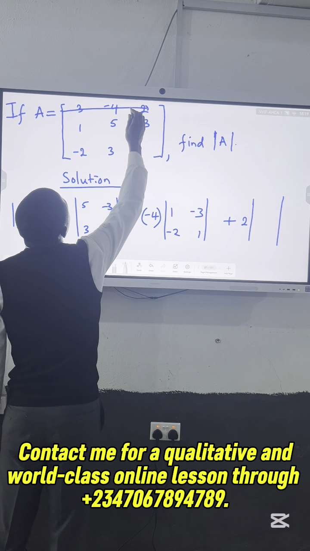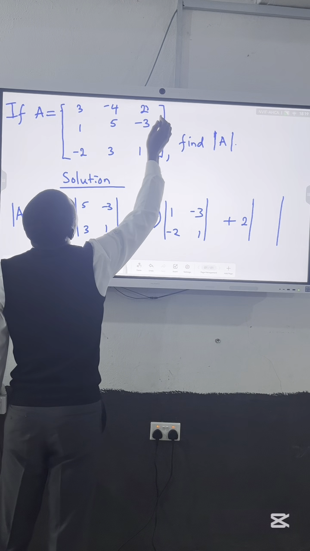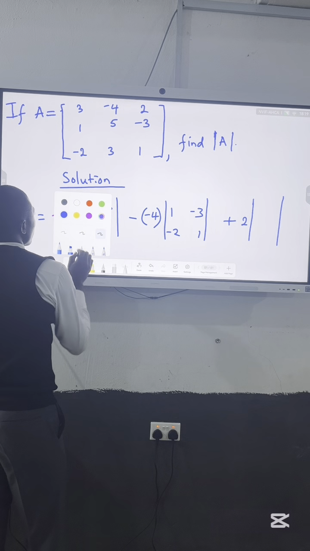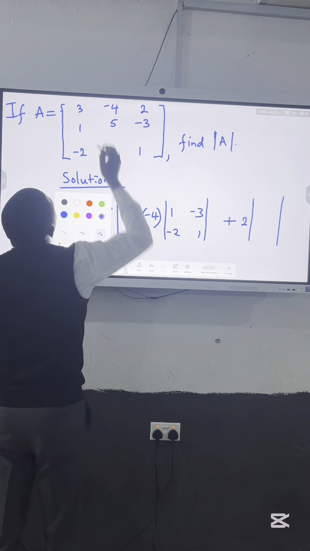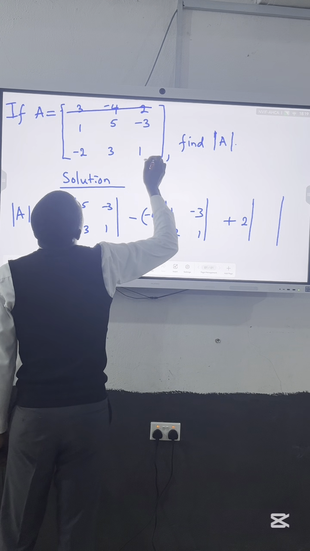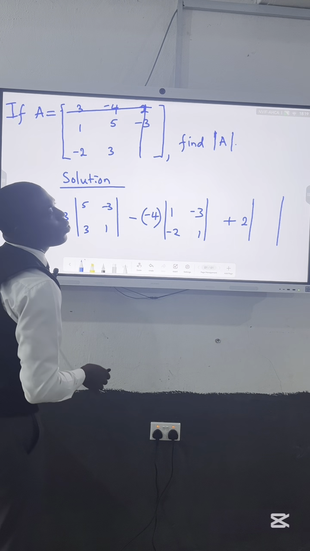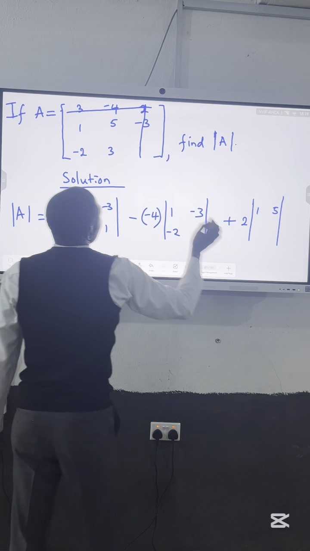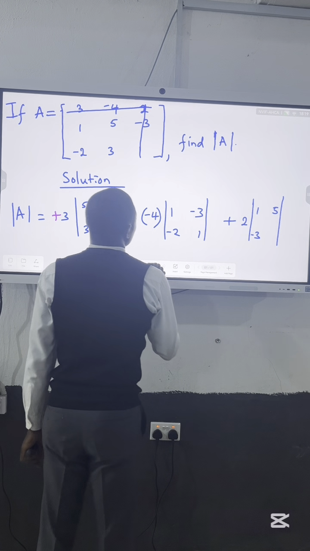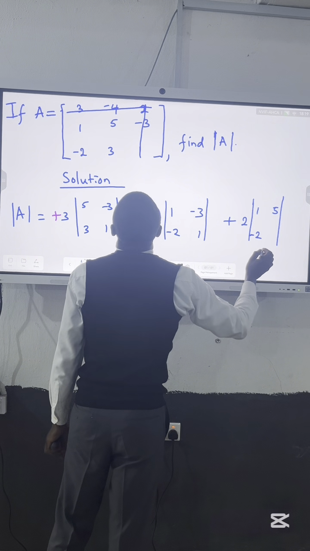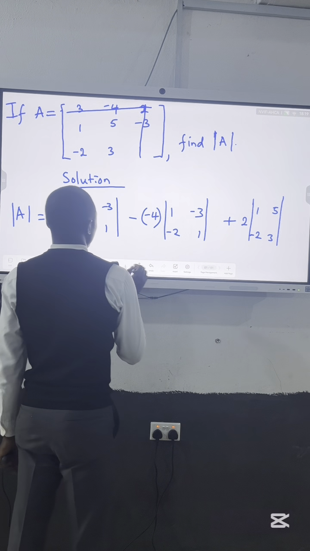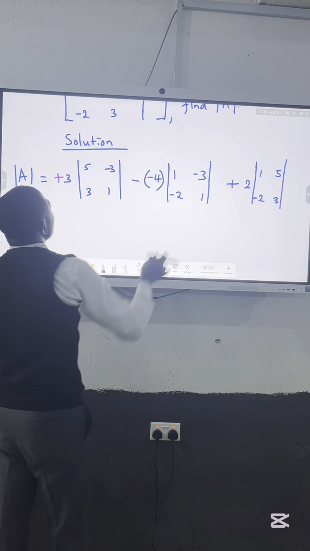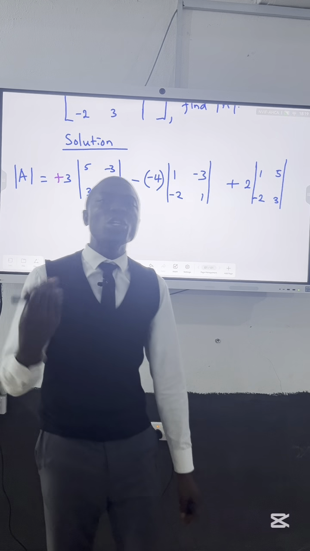Now, since you are now looking at 2, the last one, block the row and column leading to that place where 2 is standing. All right. So block the row and the column leading to where 2 is standing. Cancel the row and column. So now we have 1, 5, and then minus 2 and 3. All right, so now you can go ahead because you have reduced a 3 by 3 matrix to a 2 by 2 matrix.